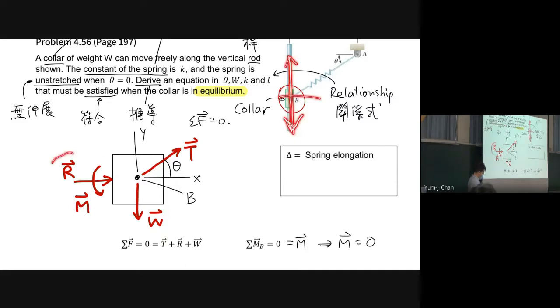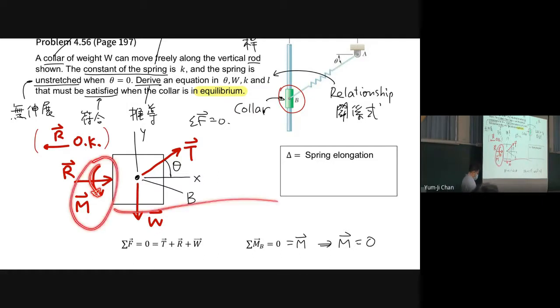So we have a force going to the right. Of course, you can draw it like this, and this is also okay. Because the collar cannot rotate, the collar can move up and down, but it cannot move to the left and to the right, and it cannot rotate. So it has a moment M here. After calculation we know M equals 0, but this is another story.